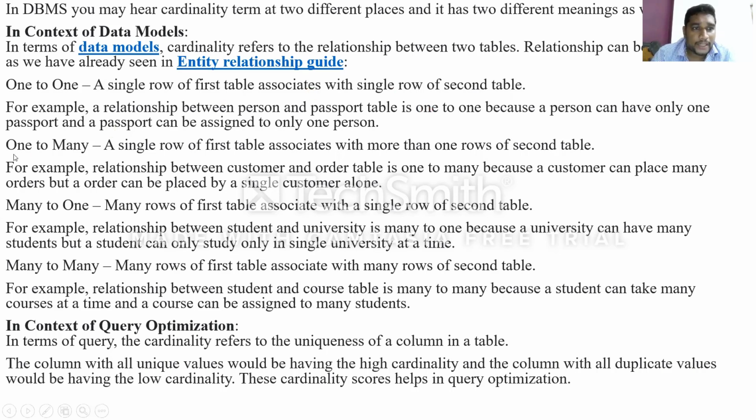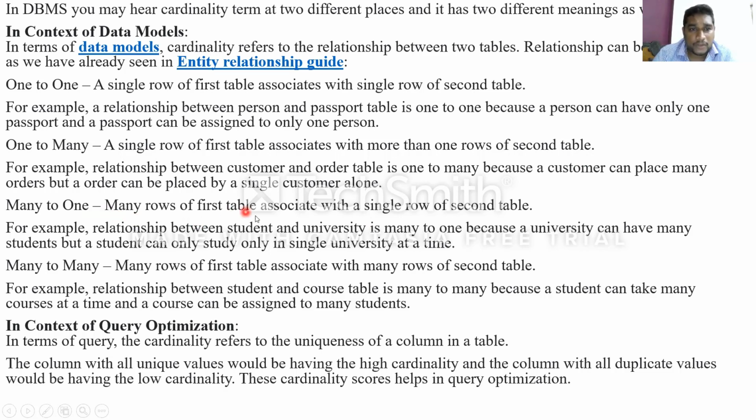The second one is the one-to-many relation. A single row of the first table associates with more than one row of the second table. This example can be explained as a single person ordering different items. It is possible. So we take a customer table and a second one, an order table, so that one customer can place two or more orders at a time.